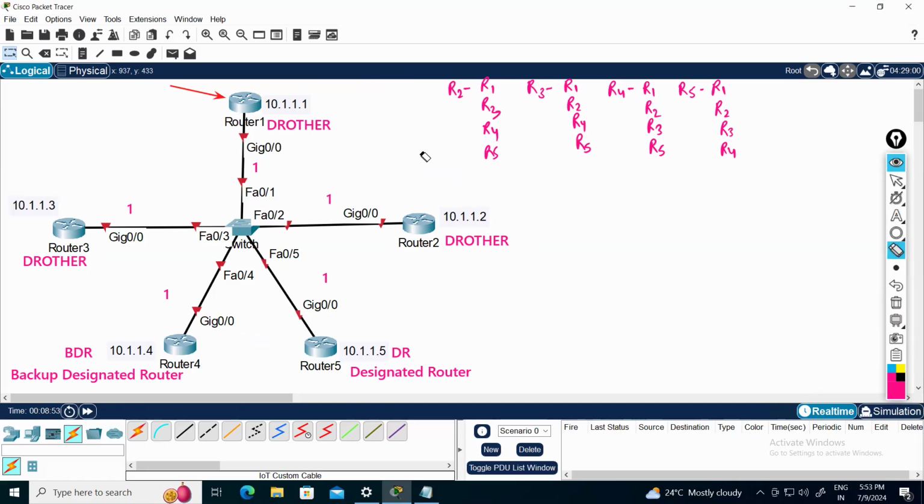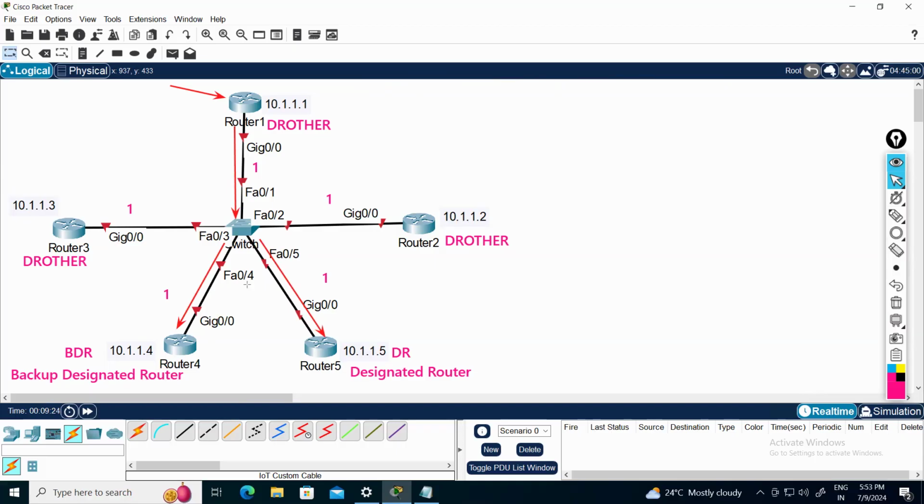Now this is not there. Once DR and BDR are elected, they will not become neighbors like these. Okay, this is clear. So now if there is any new information on a DR other, what is it going to do? It is going to inform only the DR and BDR. Only these two routers. It will not inform these routers.